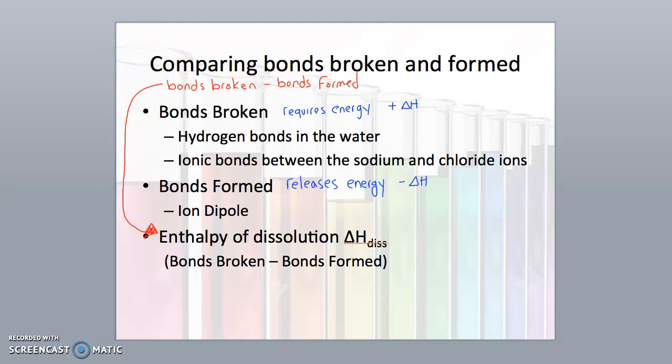If we compare the bonds broken, like in our previous example, we had hydrogen bonds within the water, so we have to disrupt those hydrogen bonds. We also have to break those ionic bonds between the ions. So breaking these bonds requires energy. There's a positive delta H, positive enthalpy involved with this, but when we form bonds, we release energy. We were forming these ion-dipole forces, which release energy. We can determine the enthalpy of dissolution, in a slightly simplified way, by taking the bonds broken minus the bonds formed, which gives an enthalpy value for the dissolution.